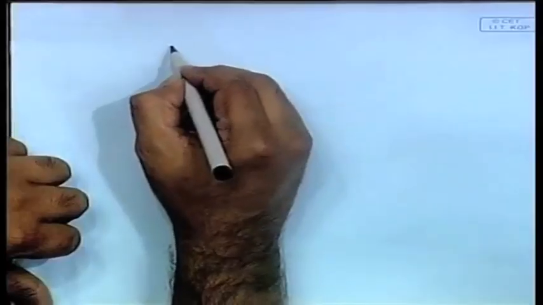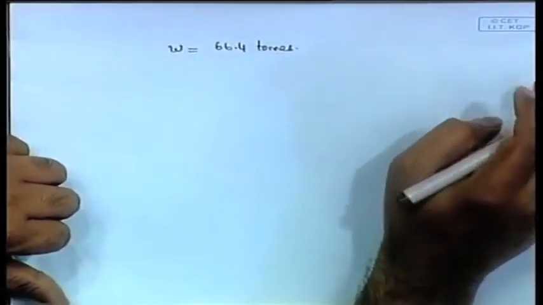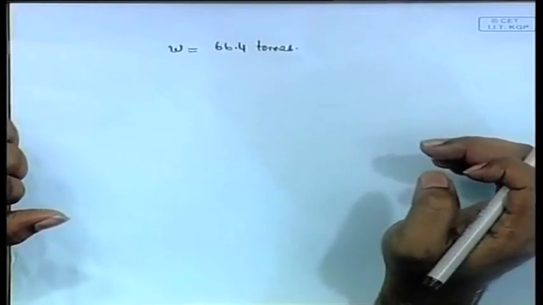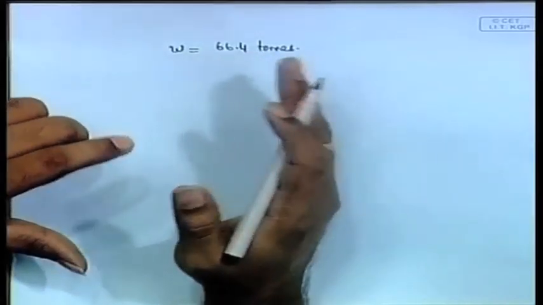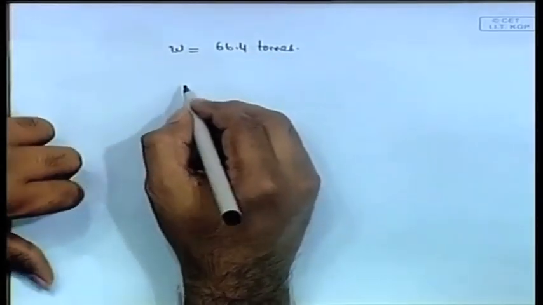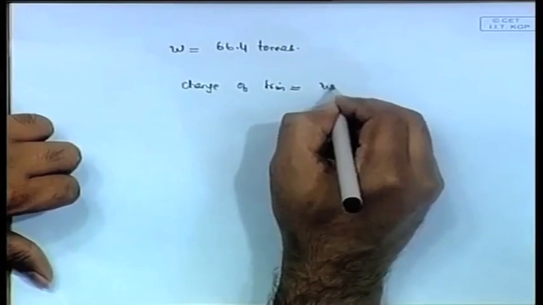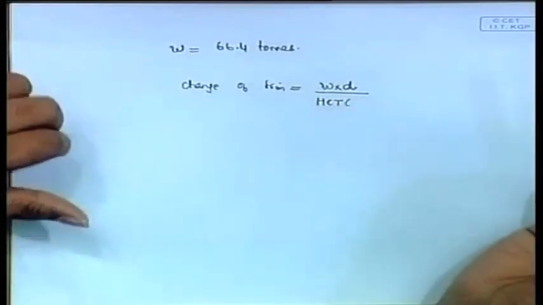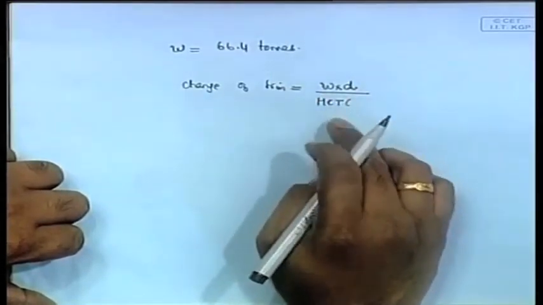In this problem you just solve for W, and it becomes 66.4 tons. So this is the amount of water that needs to be discharged at that point. Then you can also find the final values of trim and the final values of draft, and this procedure is exactly the same. The change of trim is given by W into D divided by MCTC. There is no difference in this step, it is always done like this.